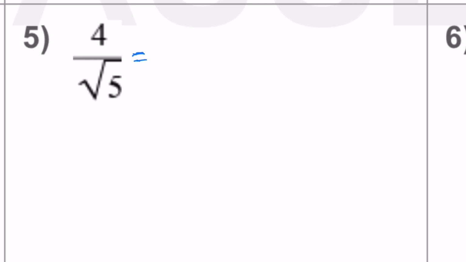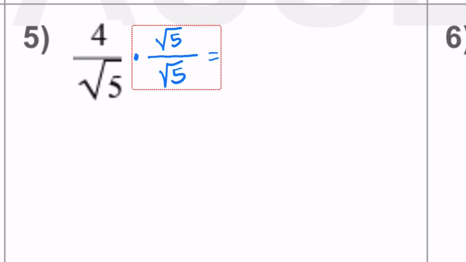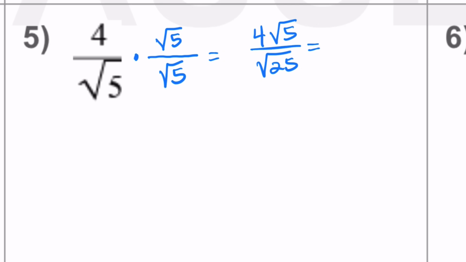For question 5, 5 is not a perfect square. So for this one, you actually have to multiply by the conjugate. So I'm going to multiply both my numerator and denominator by the square root of 5 because I want to get rid of the radical. So this is going to be 4 times the square root of 5 over the square root of 25, which simplifies to 4 times the square root of 5 over 5.